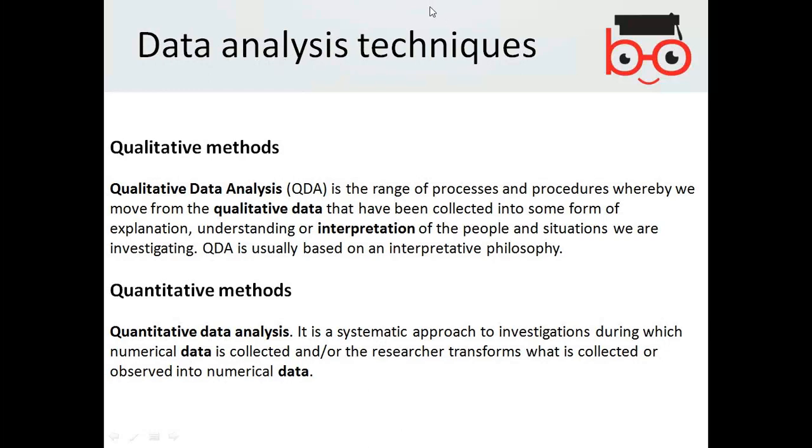Data analysis techniques. Simply, in research, there are two types of research techniques or methods. One is the qualitative, another is the quantitative. The qualitative data analysis is the range of processes and procedures whereby we move from qualitative data that have been collected into some form of explanation, understanding, or interpretation of the people and situations we are investigating. The qualitative data analysis is usually based on an interpretative philosophy.